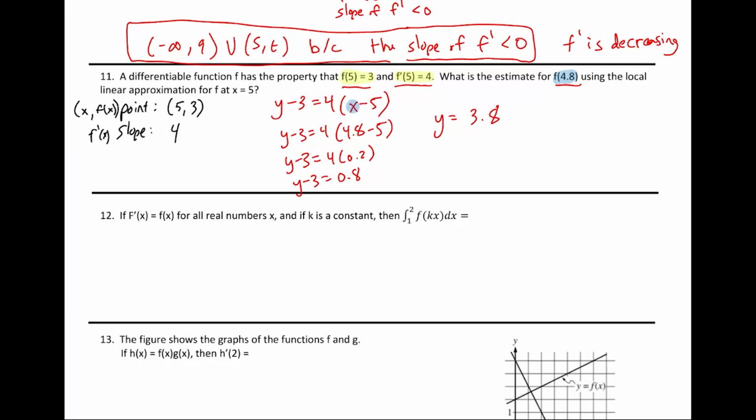Nope, hold on. Back it up. 4.8 minus 5 is negative 0.2. So this would be negative 0.8. And then we add 3, it's actually going to be 2.2. So that's what we got for y. Probably a better way of saying this is that based on our approximation, our tangent line, f of 4.8 is approximately 2.2.